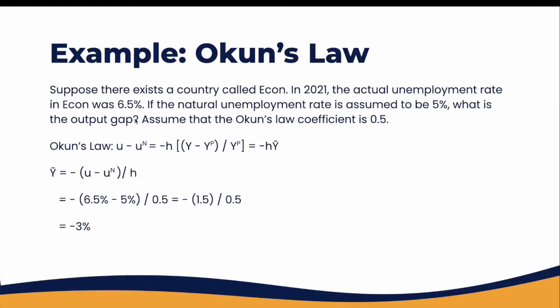Suppose there exists a country called Econ. In 2021, the actual unemployment rate in Econ was 6.5%. If the natural unemployment rate is assumed to be 5%, what is the output gap? Assume that the Okun's law coefficient is 0.5. So this is the formula again. We isolate output gap because that's what we're looking for, which results into this: negative cyclical unemployment rate divided by the coefficient. So we have the negative sign here, 6.5% minus 5% divided by 0.5, which is equal to negative 3%.